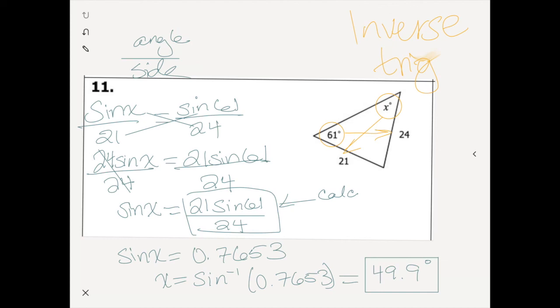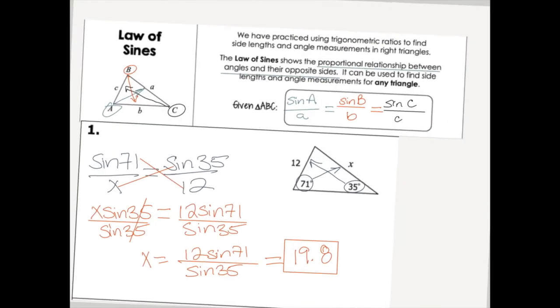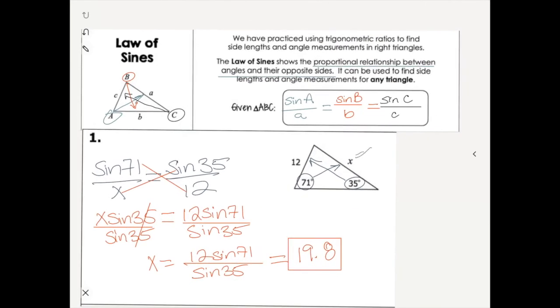So remember to always check and see where your x is located. If it's inside the triangle, you're going to be using inverse trig. If it's outside the triangle, like this example, you're going to be using regular trig. And remember that this is the law of sines, so you're always going to be using the sine function or the inverse sine function if it's inside the triangle. Don't use cosine, don't use tangent, none of that stuff. It's the law of sines, so you are using the sine function.